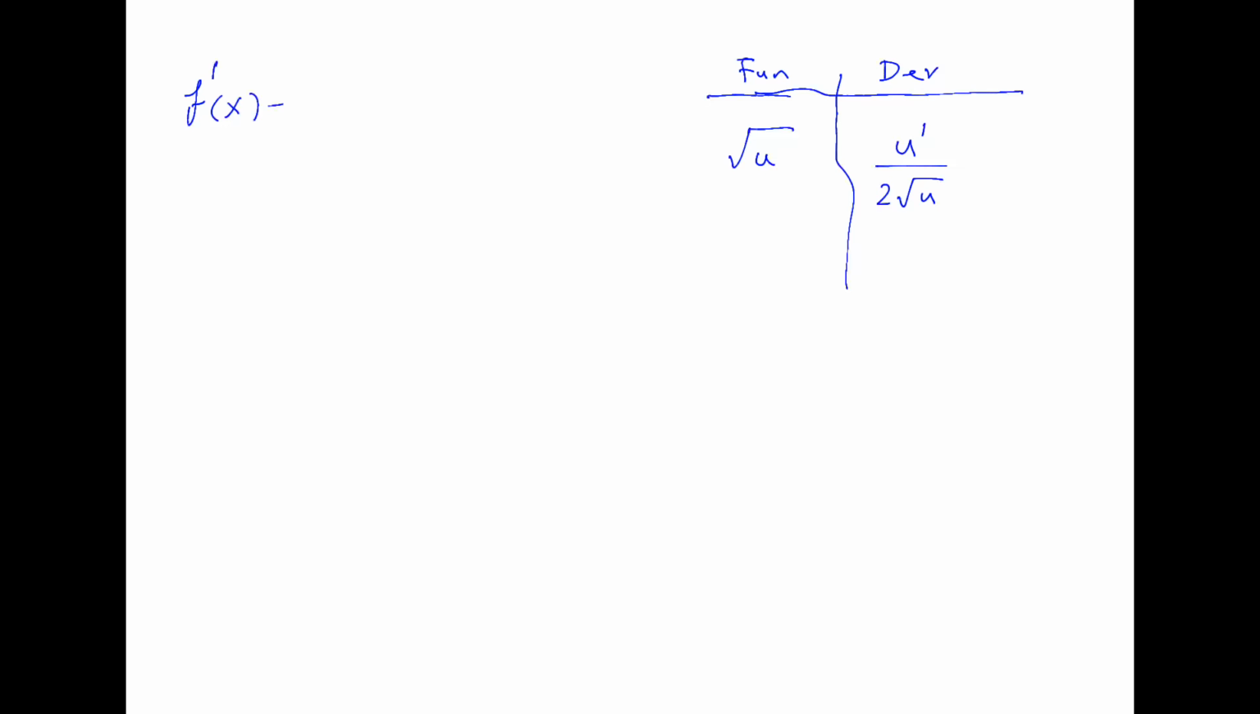To find the derivative of the function, we use the fact that the derivative of square root of u, when u is a function of x, is u prime over 2 square root of u. f prime of x equals, 1 minus square root of 2 minus square root of 3 minus x.